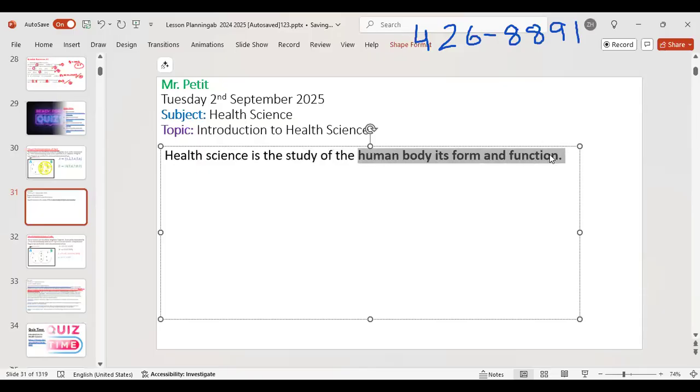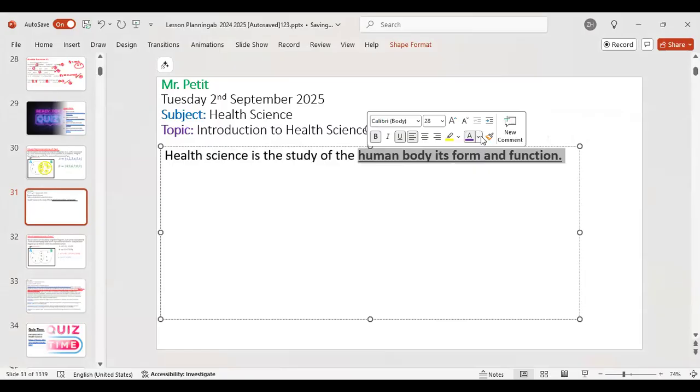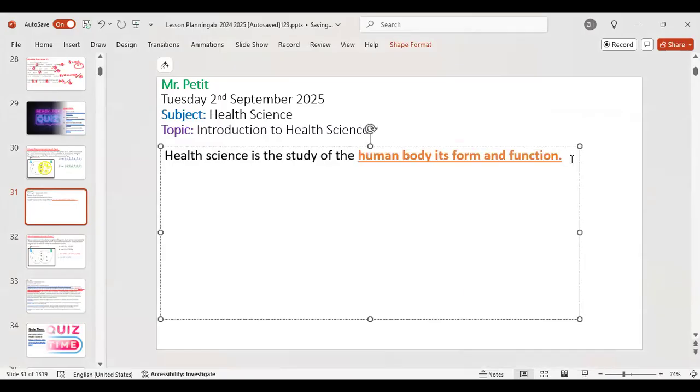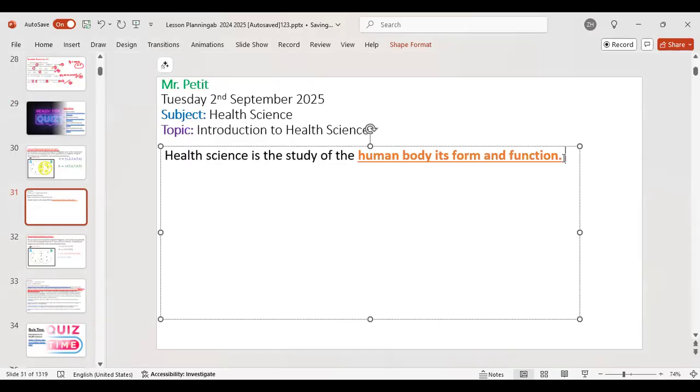Its form and function. Now, when we say form and function, we are talking about two things. We're talking about anatomy, which is the study of how the body looks, and physiology, which is the study of how the body works. Those are two very important, complementary, but different things. And all that is a part of health science, okay?